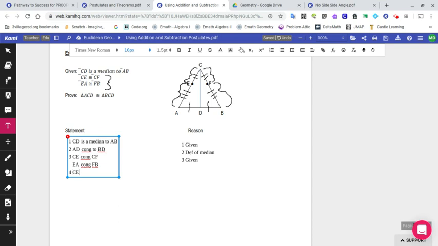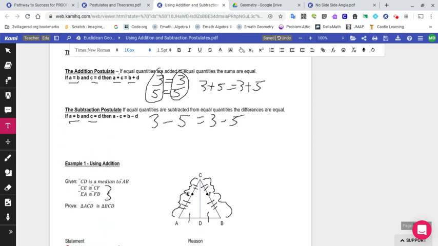I can say CE plus EA equals CF plus FB. Okay, I took one from each of those and I added them together. And the sums are equal. So I can say this is the addition postulate. Okay, addition postulate. Now I'm going to use the next postulate, the one actually that's listed first up here.